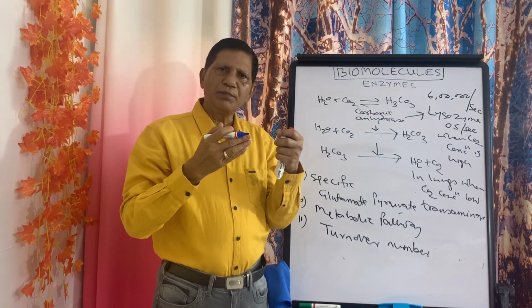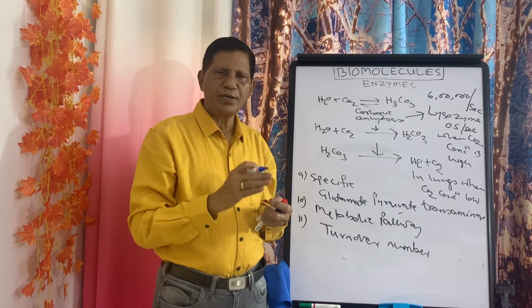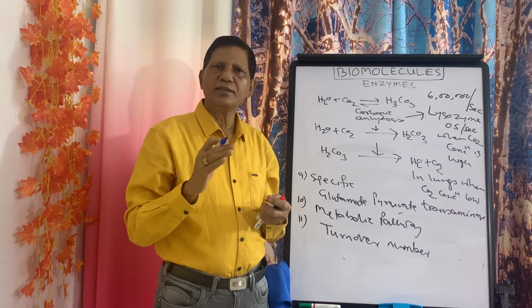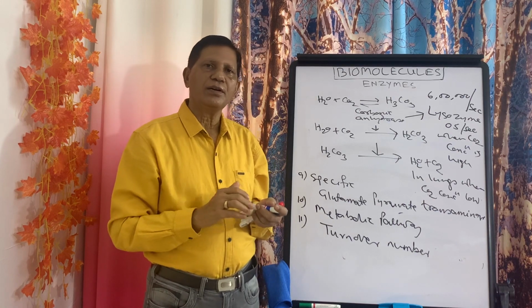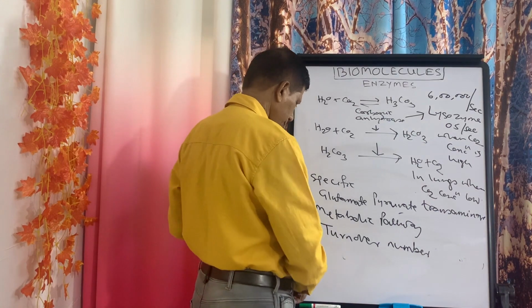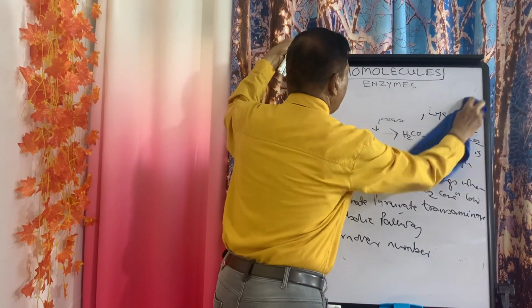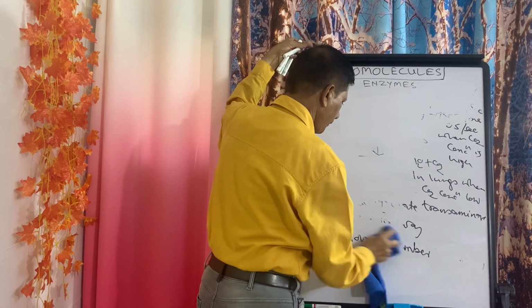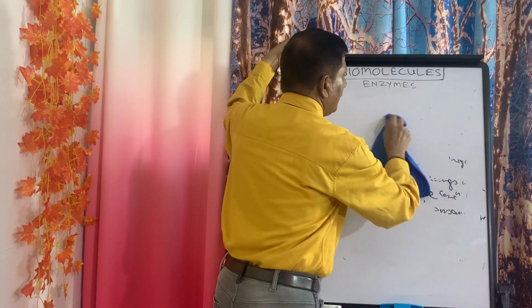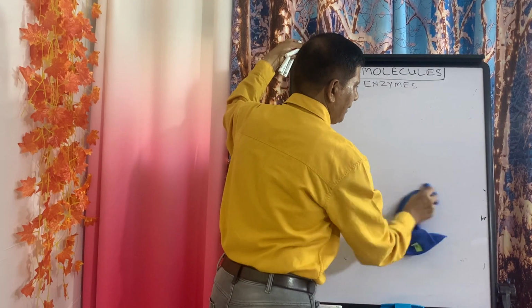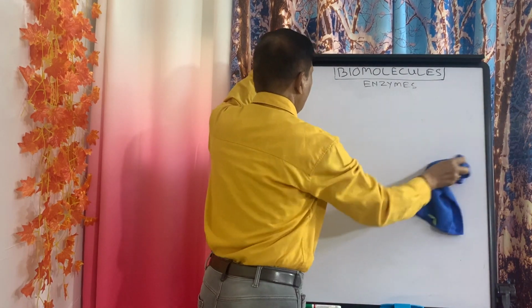Then coming to the different factors that affect enzyme action, there are 3 main factors. One is temperature, another is pH, and the other is substrate concentration. Now we'll discuss the effect of temperature on enzyme action. Usually all enzymes are thermolabile. Labile means sensitive, thermo means temperature. So they are thermolabile.